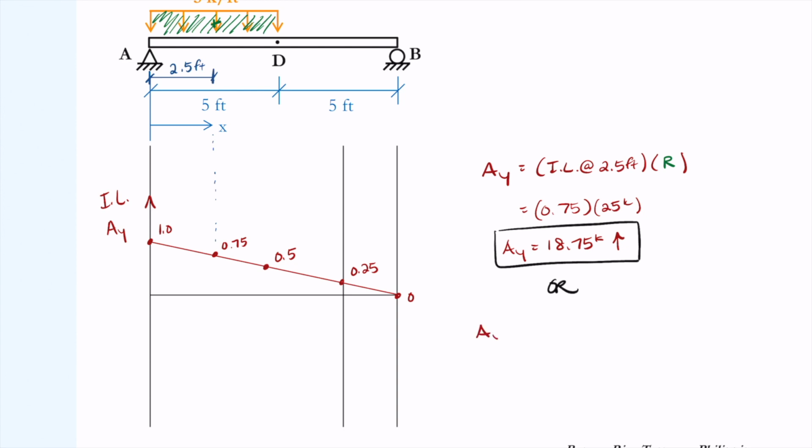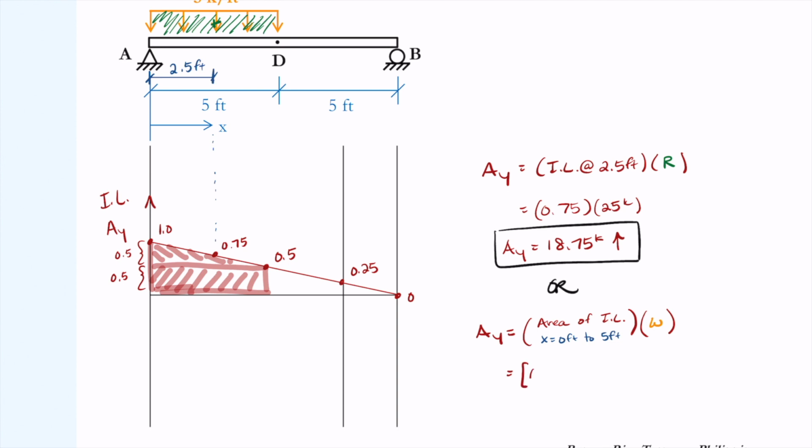Alternatively, we can take the area under the influence line over that span from A to D. We take the area under the influence line and multiply that by the value of the distributed load, the 5 kips per foot. So I'll go ahead and shade that area in red. I'm going to break up the area of the trapezoid into an area of a rectangle and an area of a triangle. The height of the rectangle will be 0.5, and the height of the triangle is also 0.5.